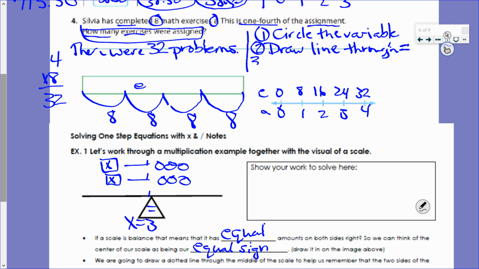Our step 3 is the one that's a little bit long, but this is really one of the most critical steps. Find the number that is with our variable.